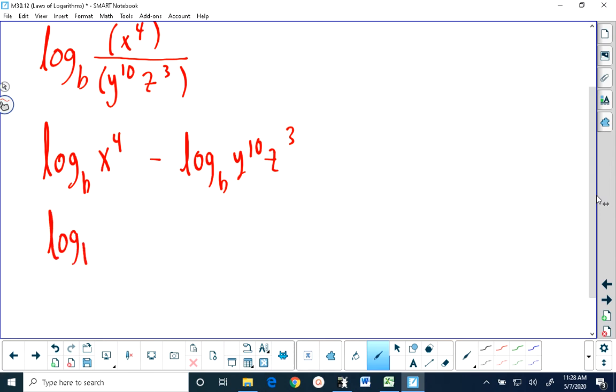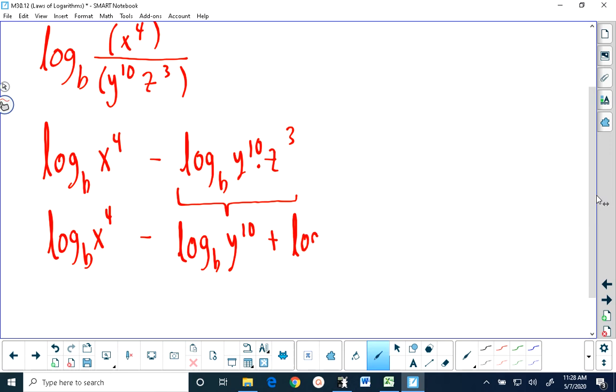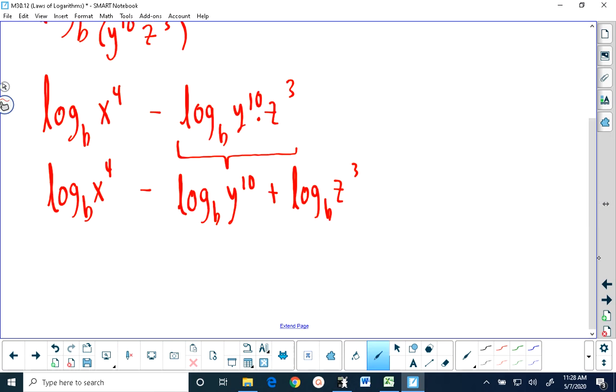This is log base B of x to the 4, and I know that you can move the 4 in front, but I'm just going to save that. Minus, this is a logarithm of a product. The product is y to the 10 multiplied by z cubed, which means that this becomes log base B of y to the 10 plus, because it's a product, plus log base B of z cubed.